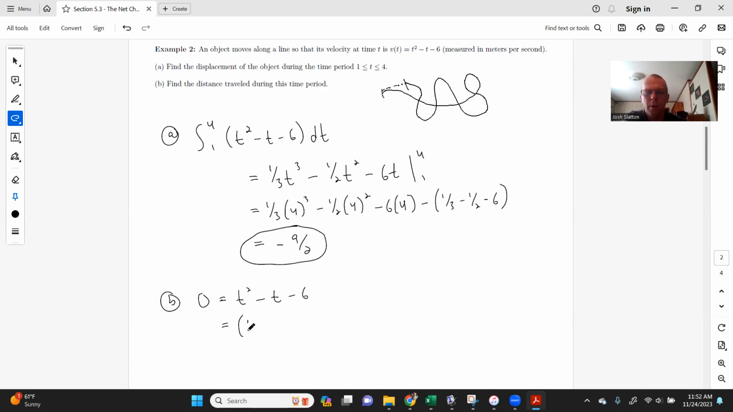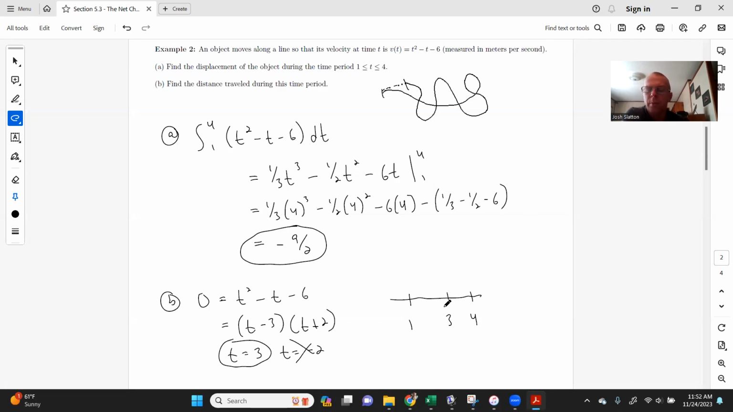So we factor that, we get t minus 3, t plus 2. So we get t equals 3, t equals -2. We don't need that one because we're only looking at t between 1 and 4. So we only need t equals 3. All right, and then we can figure out where this is positive or where it's negative.